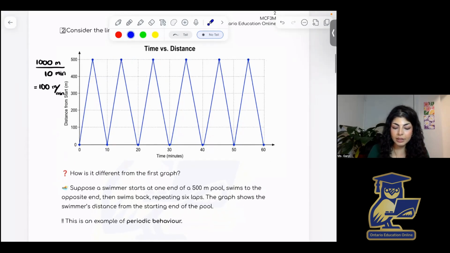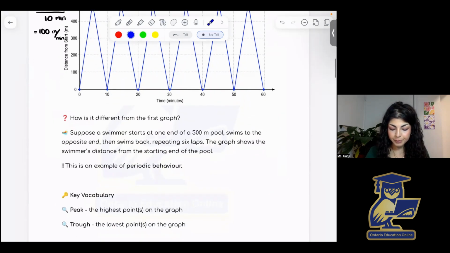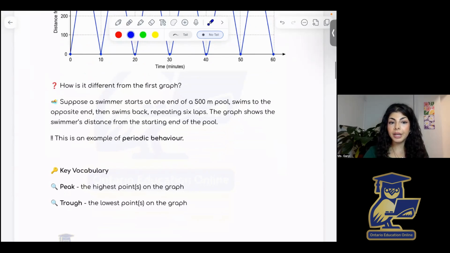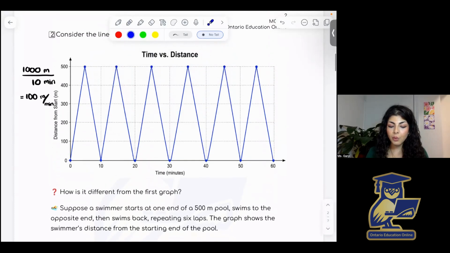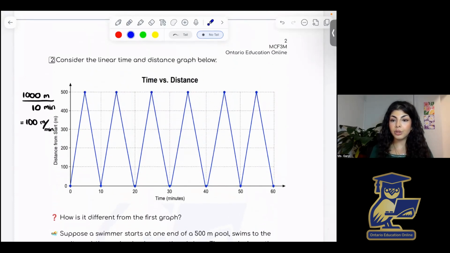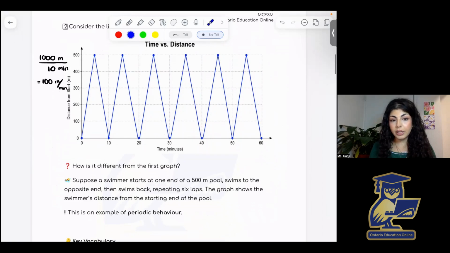But this is clearly an example of periodic behavior because, again, we have the same motion that's repeating several times. So now just that key vocabulary again, as I mentioned, peak and trough. So peak is the highest point on the graph and trough is the lowest point on the graph. And with application problems, we do have to interpret it in the context of the problem. So of course, in this case now, we don't have the motion detector device. We just have the starting point, which is one end of the swimming pool.